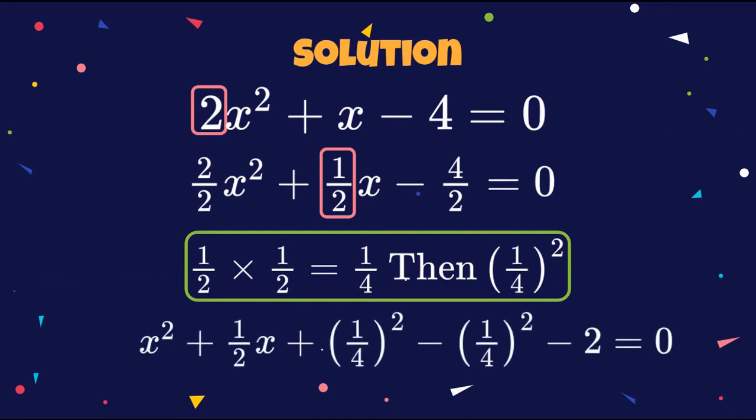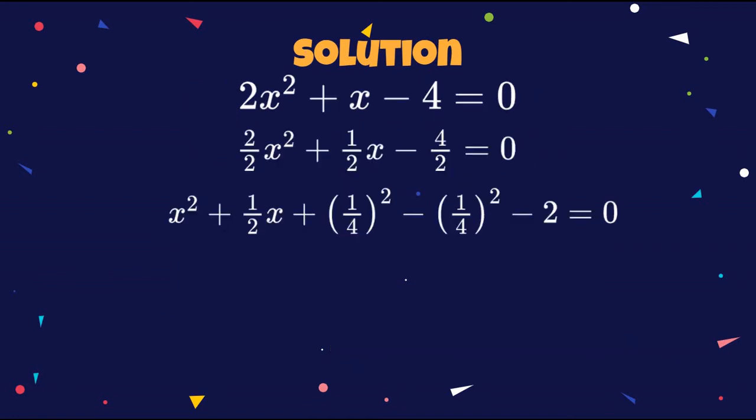So 2 by 2 will become x square, 1x square, so we have written it as x square, and 1 by 2x, and then as we have got 1 by 4 whole square, now let's just add 1 by 4 whole square. And to make it equal, there will be no change if we add and subtract the same number. So I'm going to add 1 by 4 whole square, and I'm also going to subtract 1 by 4 whole square, minus 2 is equal to 0. So this will be the equation.